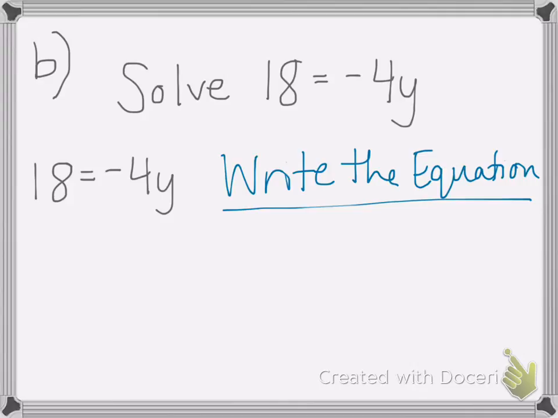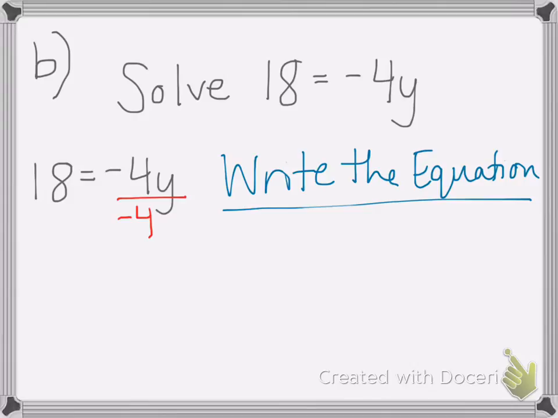So what we're going to do here is this. We're going to divide. What are we going to divide by? Negative 4. Because check it out. Negative 4 over negative 4, what does that equal? It equals 1. And if something equals 1, then we don't need to write it. It's just y. Does that make sense?